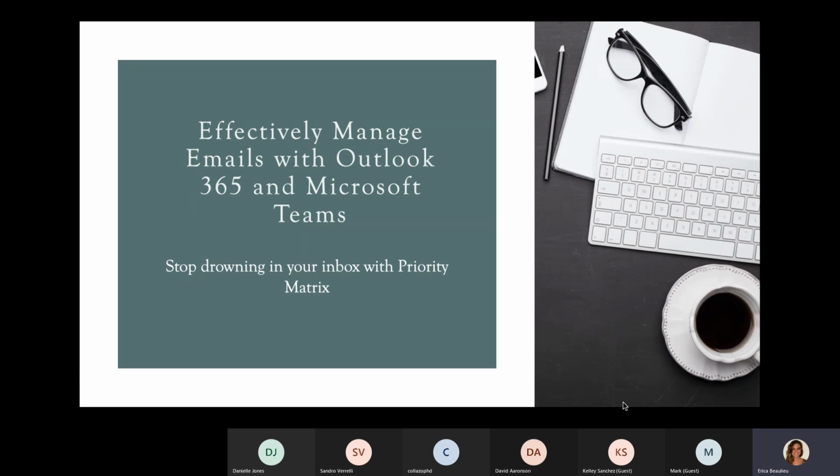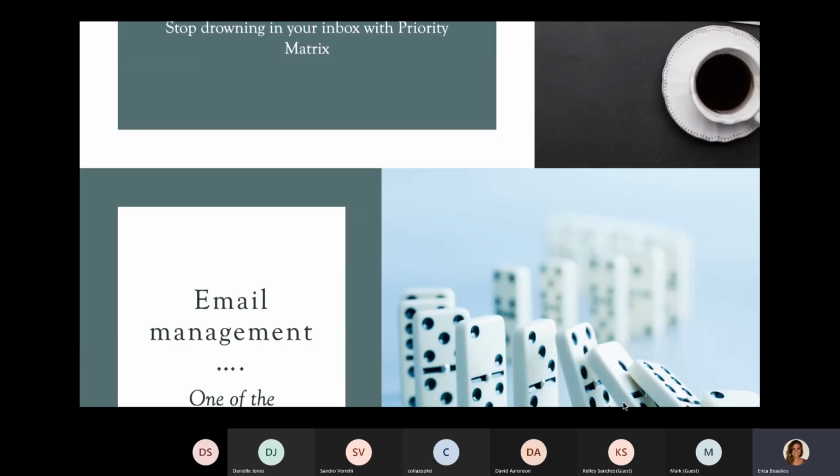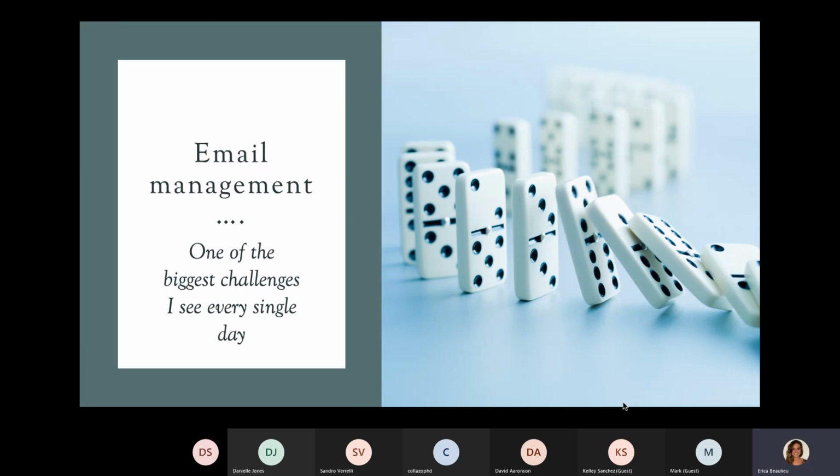So just to recap, what we're going to be looking at is effectively managing your emails with Outlook 365 and Microsoft Teams, using all of these applications hand in hand with Priority Matrix, streaming it through your Teams platform specifically. So again, email management.